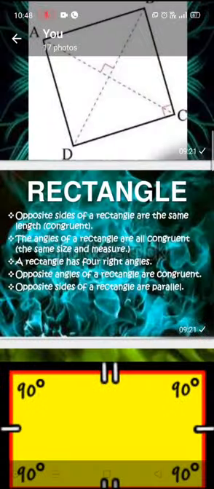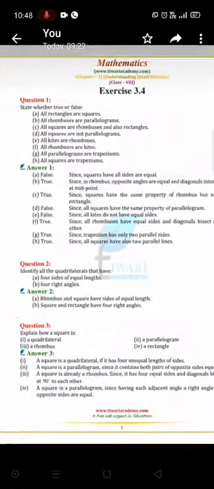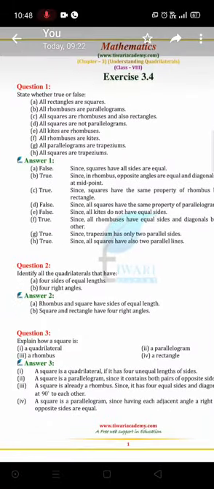Now I am going to explain exercise 3.4. State whether true or false: all rectangles are squares. False. Why? Because in a rectangle only opposite sides are equal. In a square all sides are equal. In a rectangle diagonals bisect each other and are equal. In a square diagonals bisect at 90 degrees and are equal. So a rectangle can't be a square, but a square can be a rectangle. It is false.